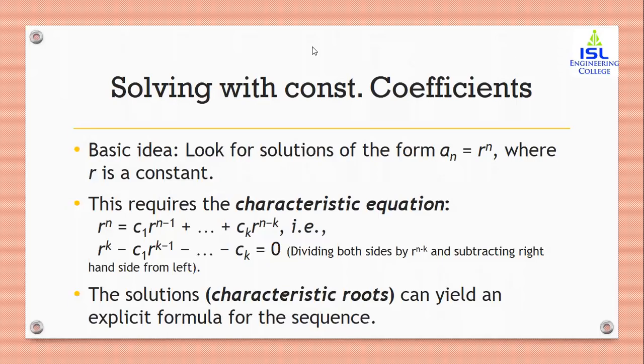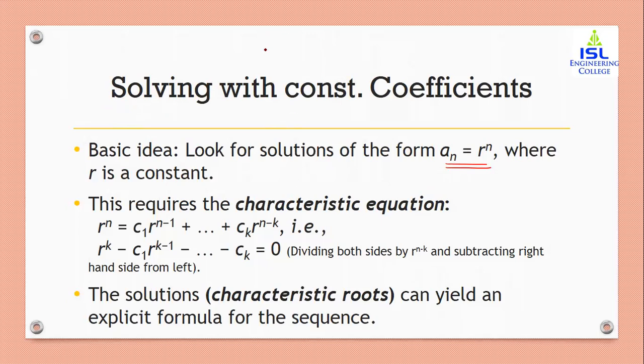Good afternoon. In today's class, we will see how to solve linear homogeneous recurrence relations with constant coefficients. So, first and foremost, the basic approach to solve them is we have to look for solutions of the form a_n = r^n, where r is a constant. Okay, so a_n = r^n is a solution of the recurrence relation.